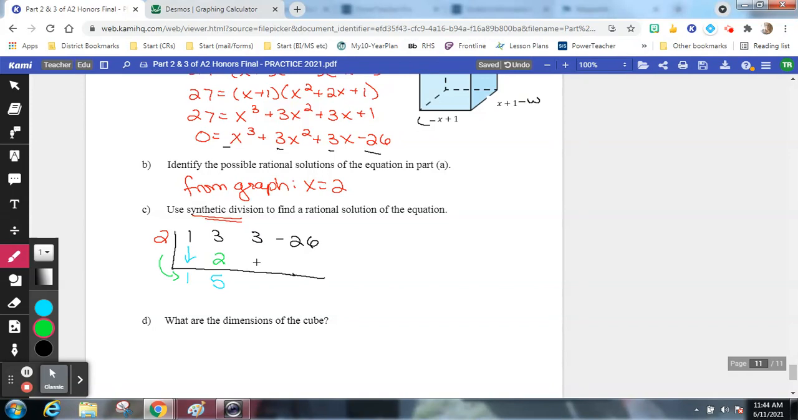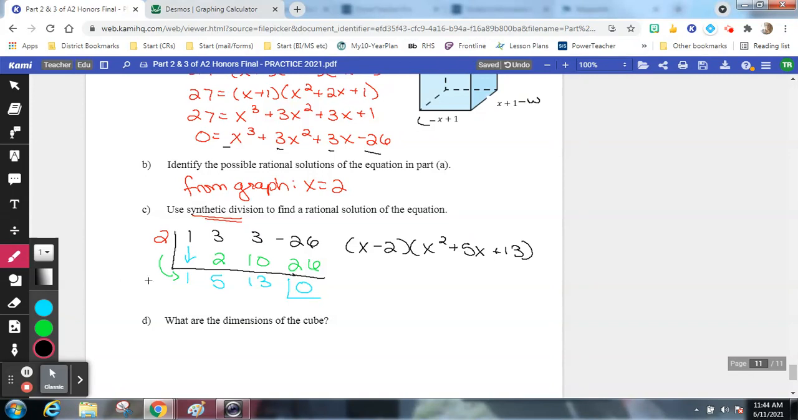Repeat the process. 2 times 5 is 10. Add down, I get 13. 2 times 13 is 26. Add down, I get 0. If 0 is not your remainder, you did something wrong. It has to be 0. So this tells me that it is a root. It is a factor. The factor would be x minus 2, and then x squared plus 5x plus 13.